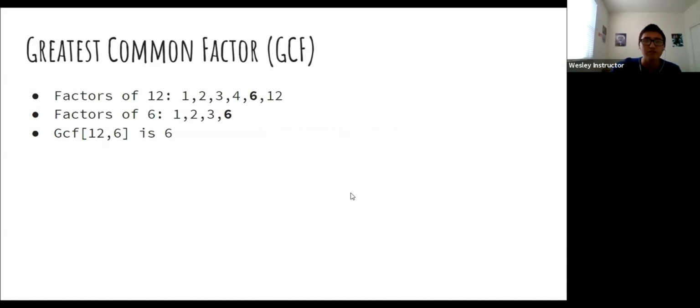And here's GCF, greatest common factor. So here are the factors of 12: 1, 2, 3, 4, 6, and 12. And here are the factors of 6: 1, 2, 3, and 6. If you see here, they have a lot of common factors. They have 1, 2, 3, and 6 in common, but the greatest common factor is 6. And this is pretty similar to LCM. So you would write it as GCF(12, 6), and it's 6.